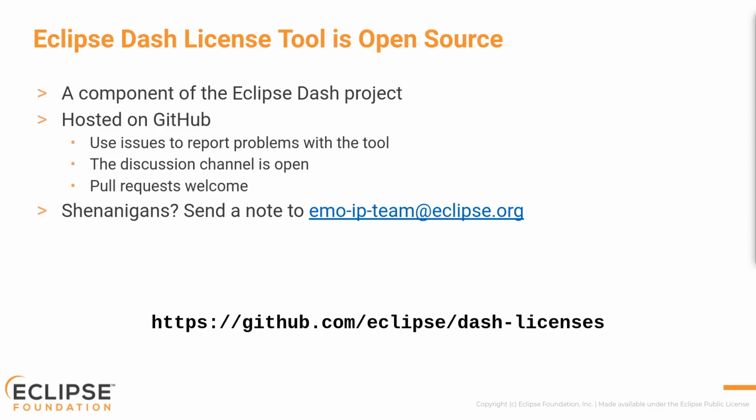As with anything else IP related, if you have trouble or need some help understanding how to resolve third-party dependencies or something else, please just send a note to emoipteam@eclipse.org for assistance. The repository link for the license tool is shown here.